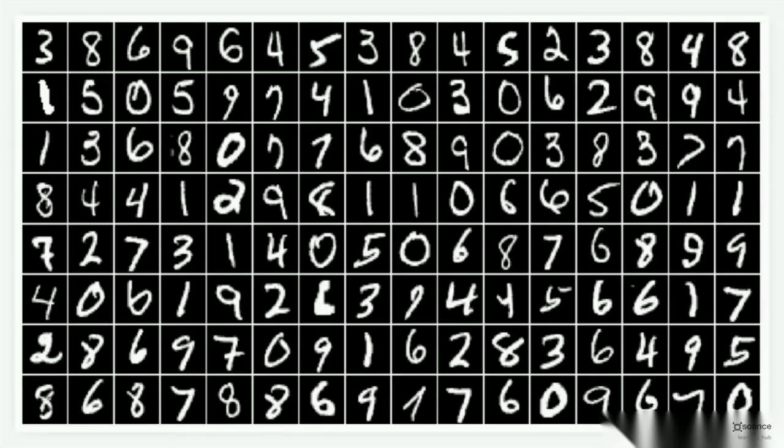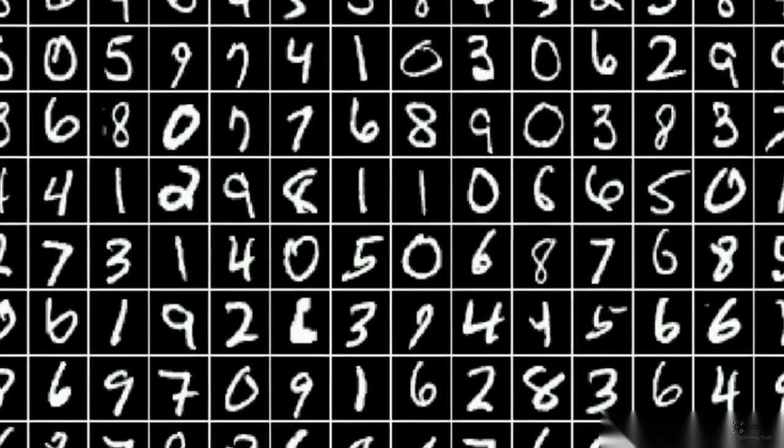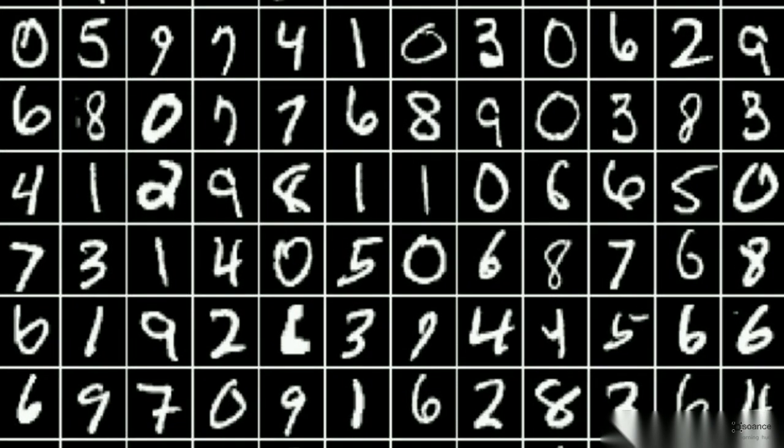Look at this image grid. It's the MNIST dataset, a collection of handwritten digits ranging from 0 to 9. Our goal is to build a neural network that can evaluate any one of these images and accurately classify it into one of 10 distinct categories.